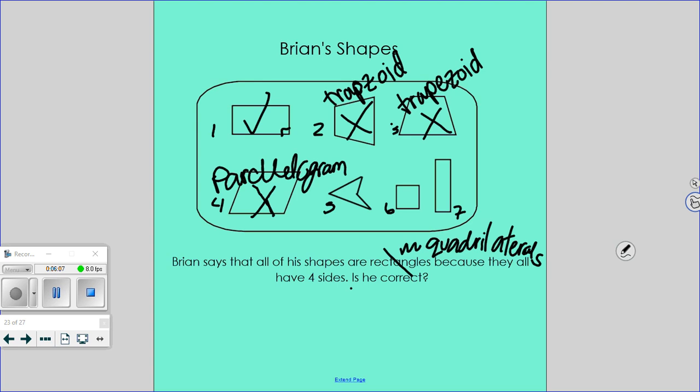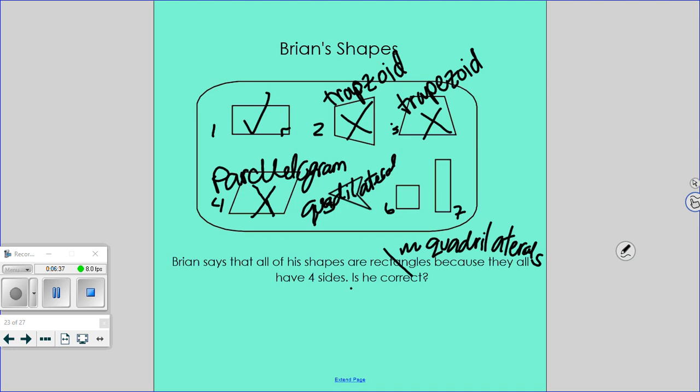What about shape number 5? Lily, is shape number 5 a rectangle? No. What is it? Go for it. Quadrilateral. The best name for shape number 5 is a quadrilateral. I could call it a polygon, and that would not be wrong. Best name, quadrilateral.